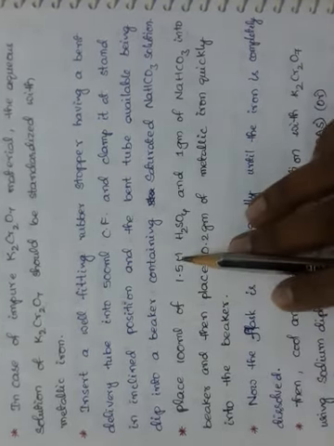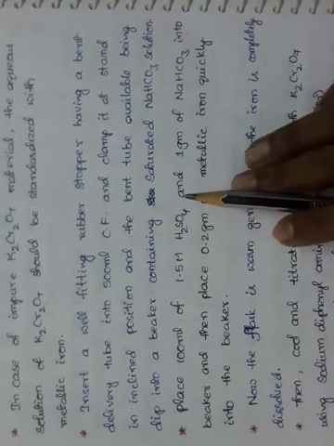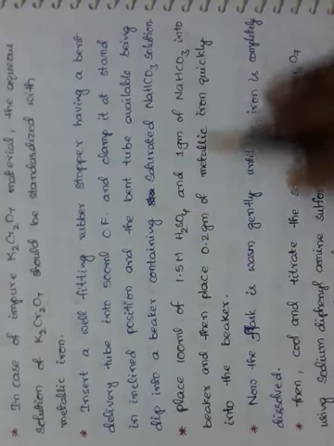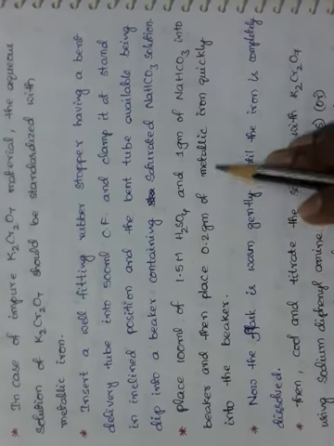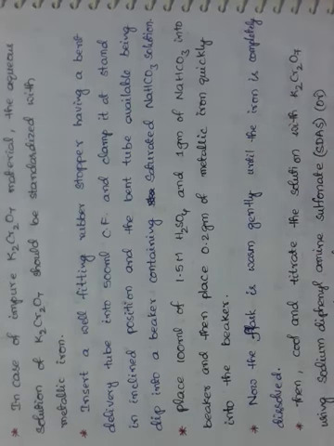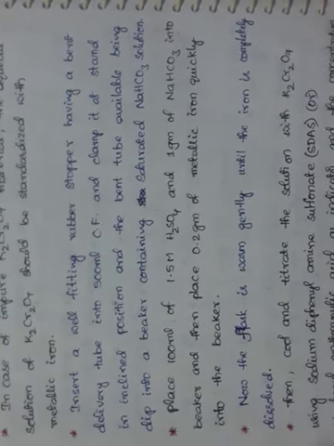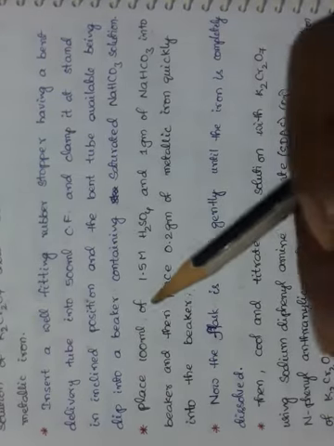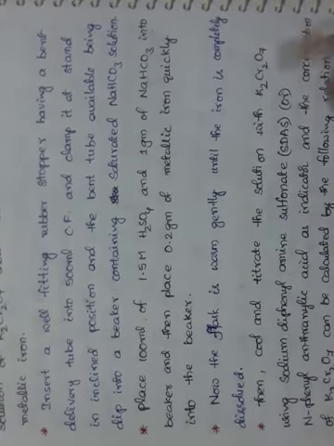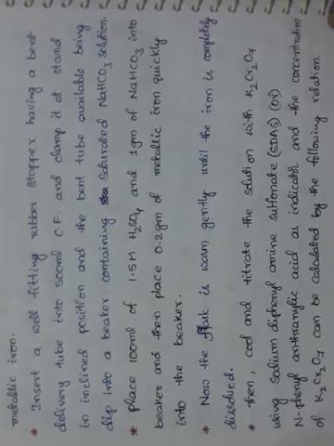Place 100 ml of 1.5 molar H2SO4 and 1 gram of sodium bicarbonate into a beaker, and then place 0.2 gram of metallic iron quickly into the beaker. అందులో metallic iron అనేది డిప్ చేస్తాం. ఓకే, రైట్. Now the flask is warmed gently until the iron is completely dissolved. జనరల్గా ఐరన్ ఏమవుతుంది? ఆ సొల్యూషన్లో డిజాల్వ్ అవుతుంది.